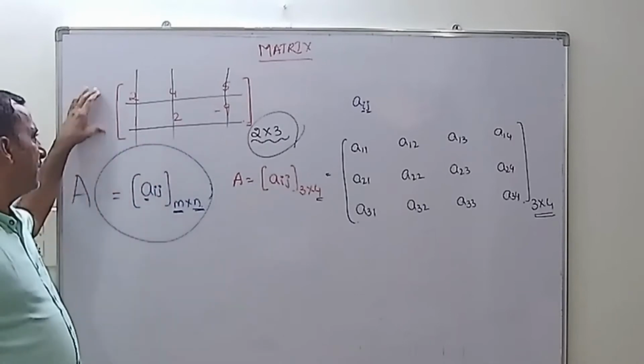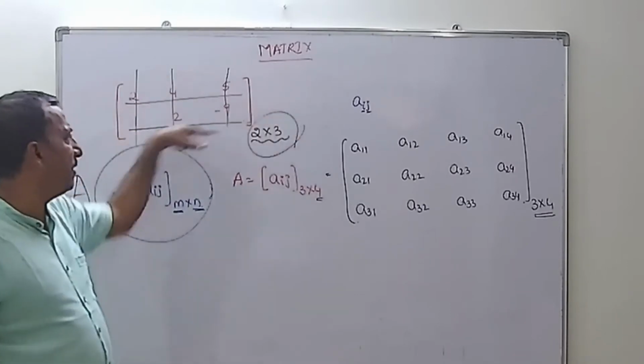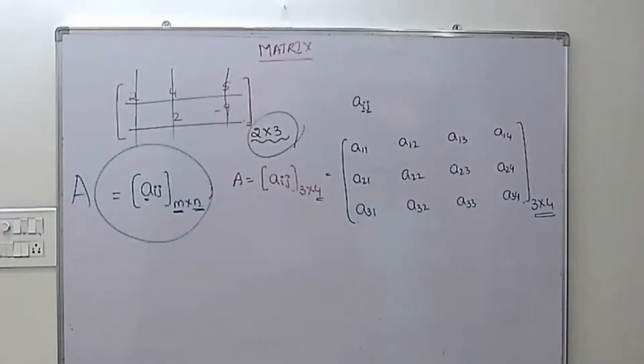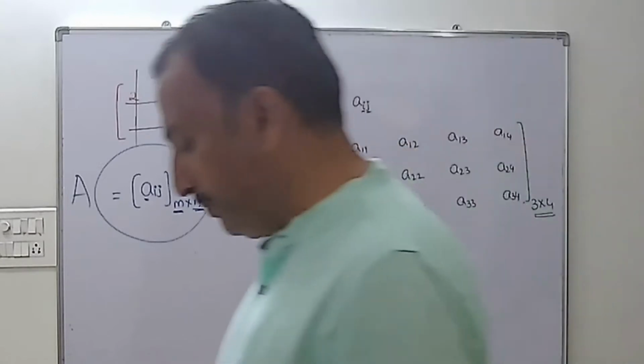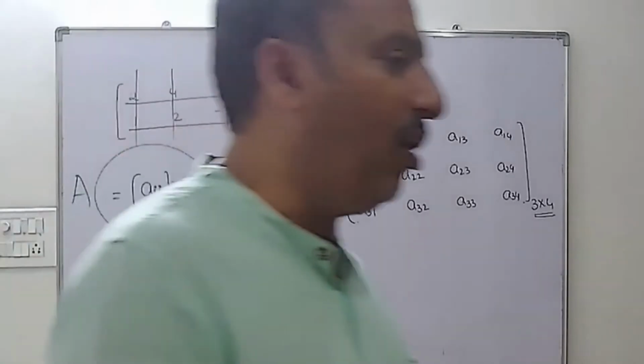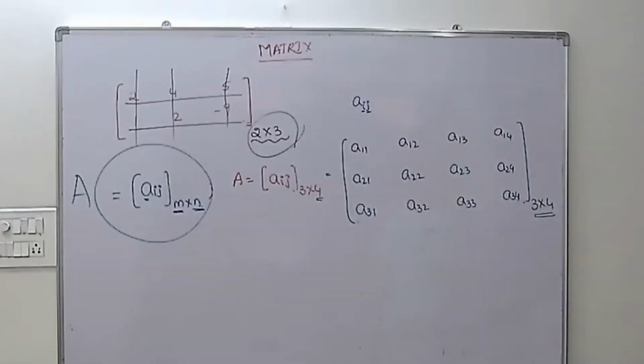ఓకే, కింద రాయండి. This matrix contains 2 rows and 3 columns. Next, side heading, order of the matrix.